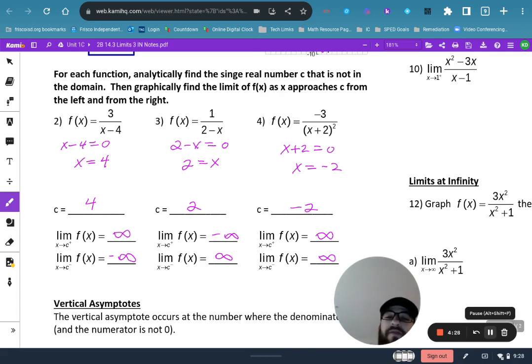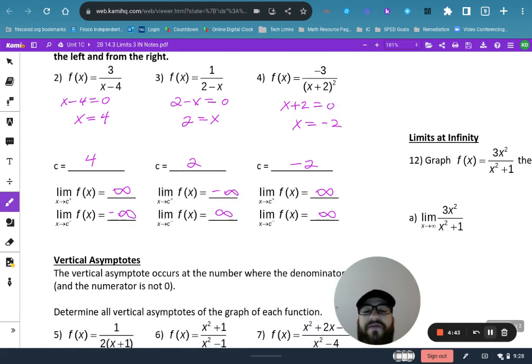Number 4, we have negative 3 over x plus 2 squared. I know this one can be confusing, but we just set the single x plus 2 equal to 0, so we get x equals negative 2. And then when we graph this one, we actually see that both sides of the rational function go up towards positive infinity, so it is positive infinity and positive infinity.